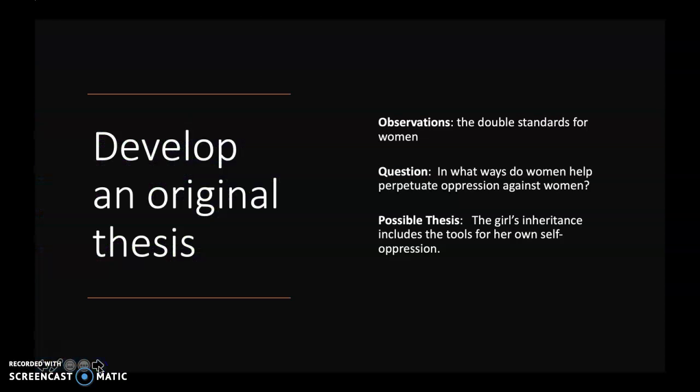As we think about developing an original thesis, one of the things that I wanted to do on Tuesday and didn't get quite done in the first class was to develop our question. So we have observations, and then we want to develop a research question. That was exemplified in the discussion board, so maybe you got that sense already.